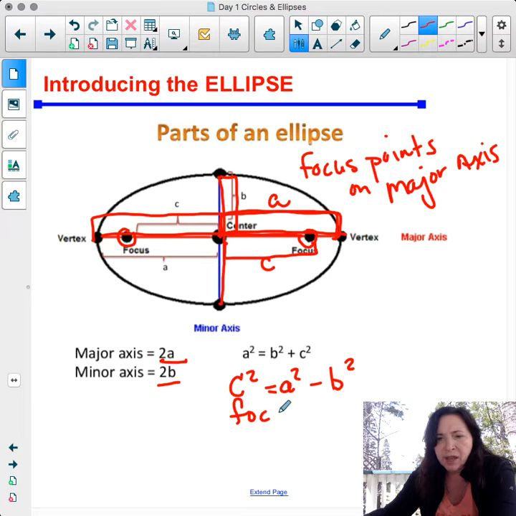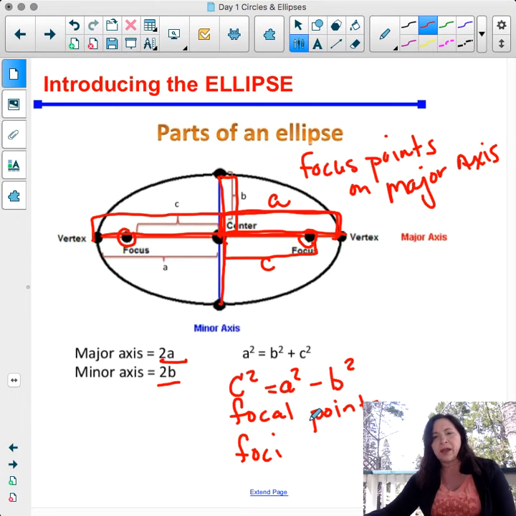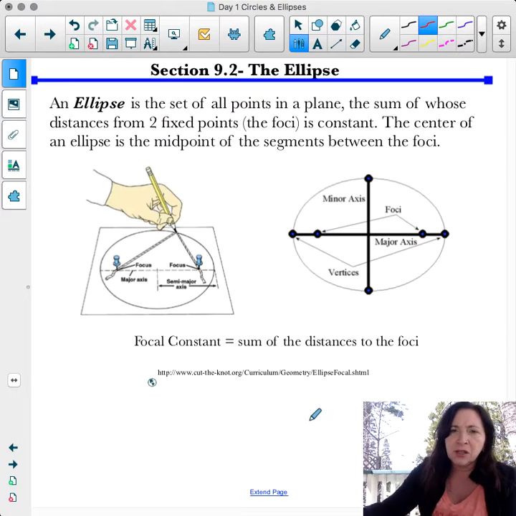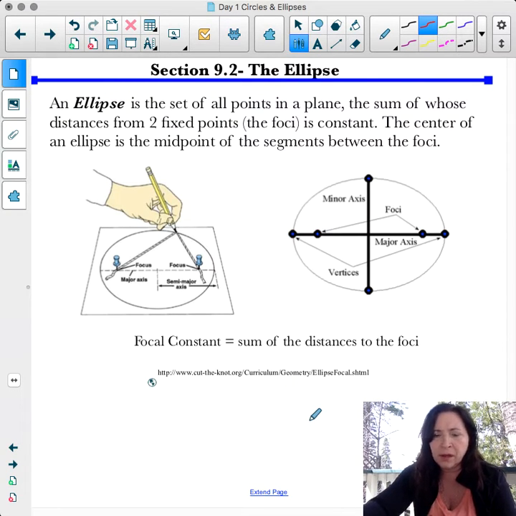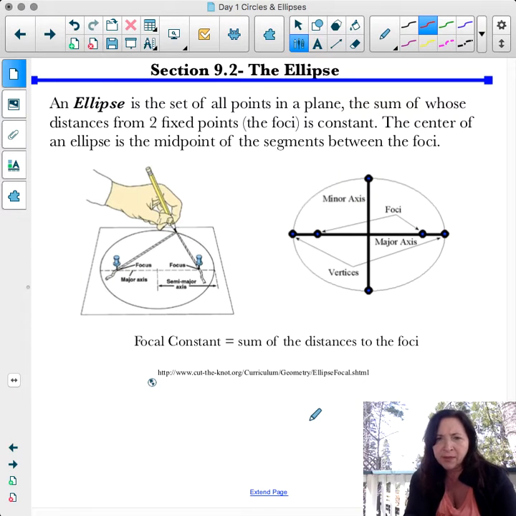So you would either say focal points, focus points, or foci. And foci is written F-O-C-I, so foci, okay? So this just walks you through what the focus points have to do with making the ellipse.